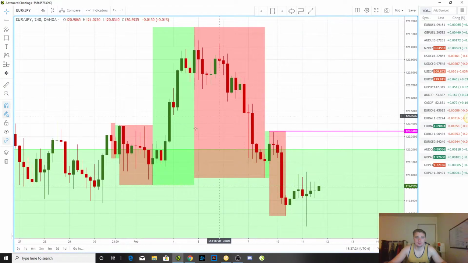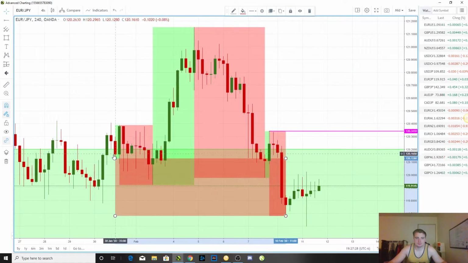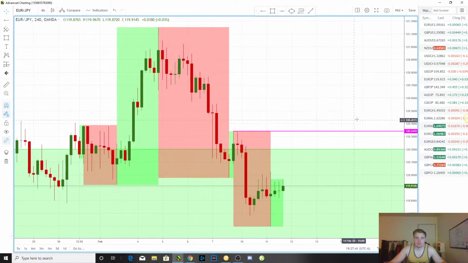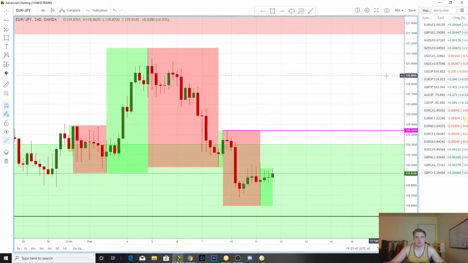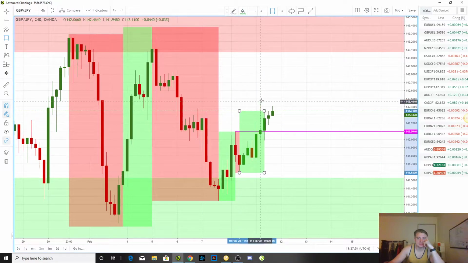Euro yen. What do here is this? There we go. Now it's all included. Even though this was a close above, it still looks nicer. Everything still would apply as normal. So we're just waiting for a turn in that. We got an uptrend here, it appears.